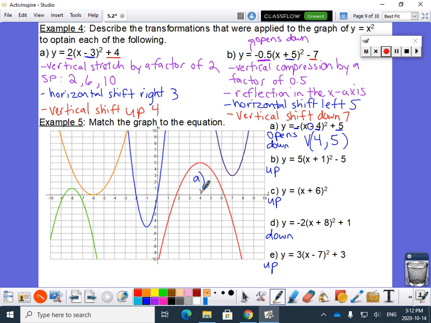For B, our vertex is negative 1 because this is a positive here, which means that our x value of our vertex, our P, is actually the opposite: negative 1 and negative 5. So find that on the graph, and we have B right here. C, the vertex is negative 6, and because we don't have a value here, it's really plus 0.